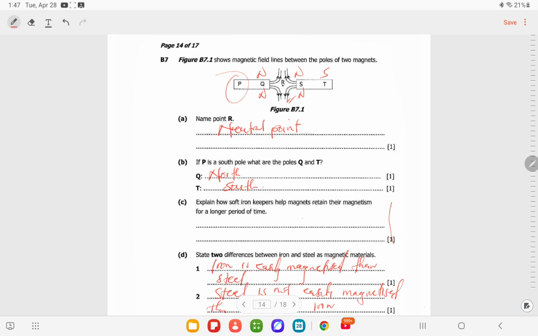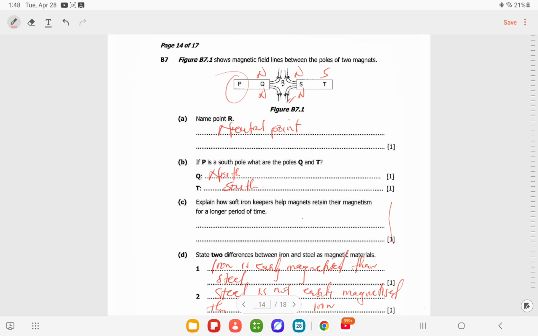So we can also give the difference in terms of the uses. The use of iron and steel are different. For example, iron is used to make temporary magnets, while steel is used to make permanent magnets.